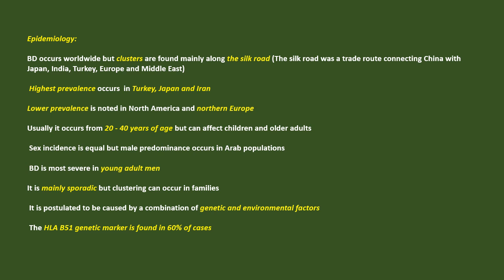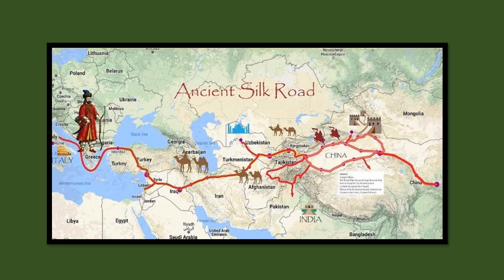Behcet's disease is most severe in young adult men. It is mainly sporadic, but clustering can occur in families. It is postulated to be caused by a combination of genetic and environmental factors. The HLA-B51 genetic marker is found in 60% of cases. This is a picture of the Silk Route, which stretches from China through Iran and Turkey to Europe.